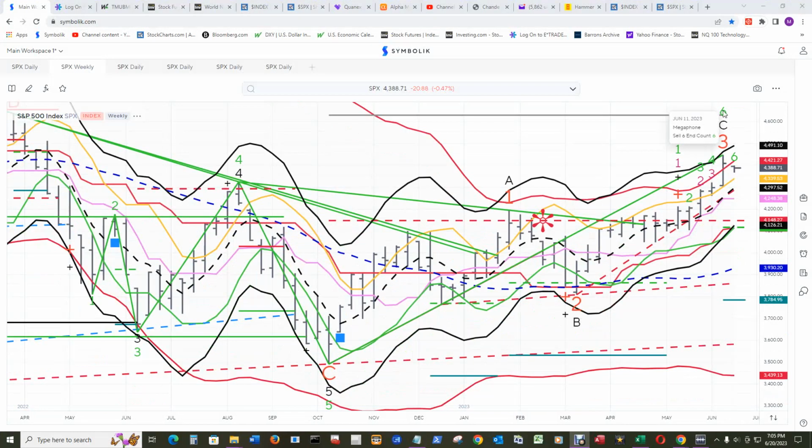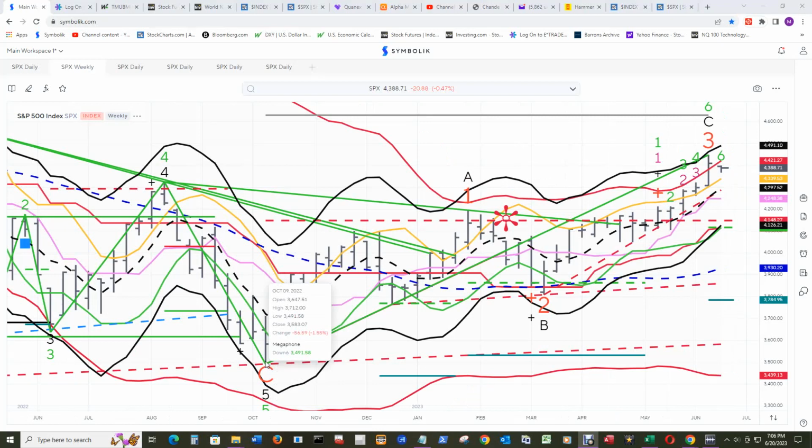And Megaphone is on the sell 6 and count 6. And the sell 7 and count 7 will print on a low lower than the low on October 9th for that week. So 3491.58. It would need to tick lower than that to print that Megaphone 7 down here.